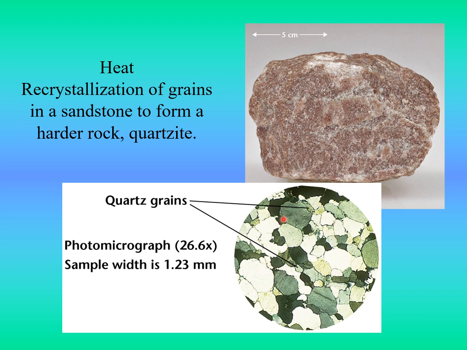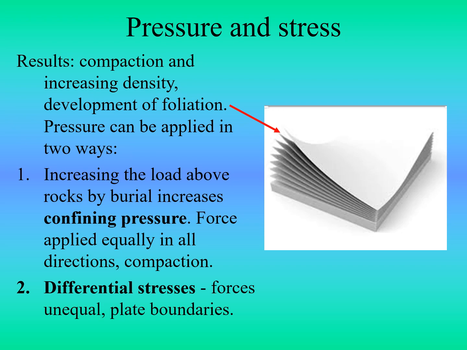Now you have this kind of weird mass of silica, and we call that a quartzite. And it's just a harder rock where the grains are no longer necessarily present. It gives it this kind of sugary look in hand sample. And then we have pressure and stress.